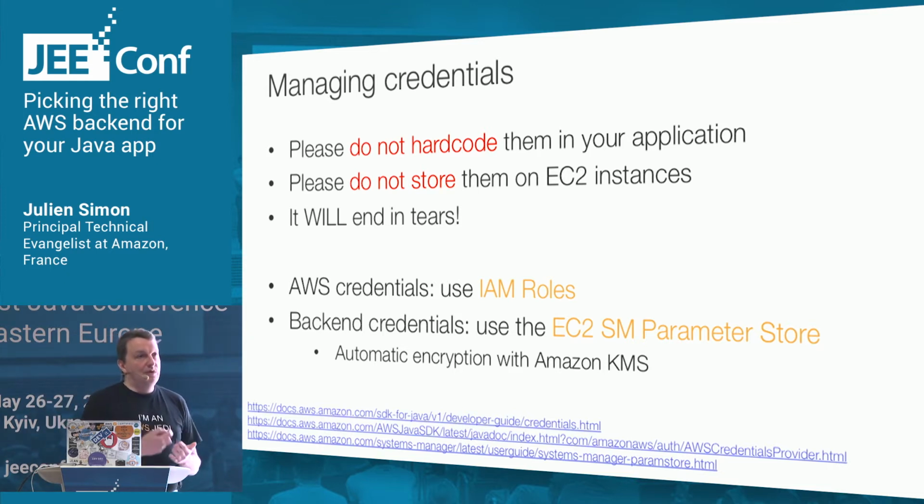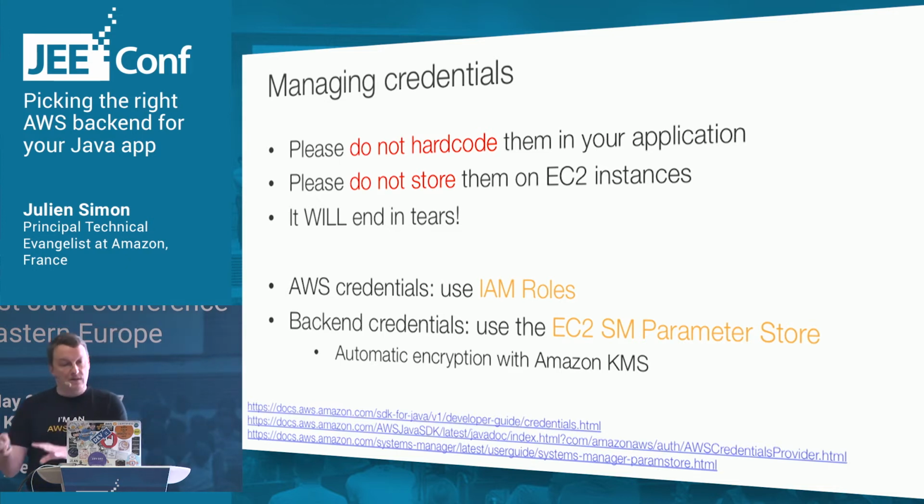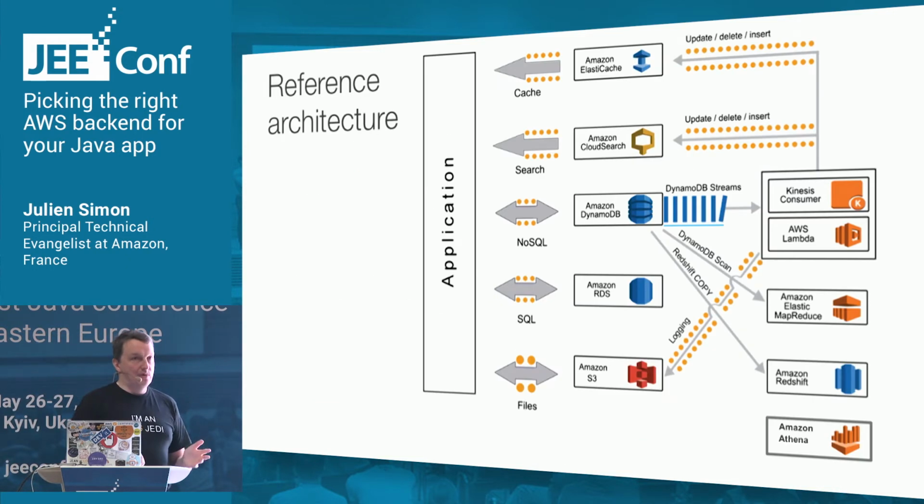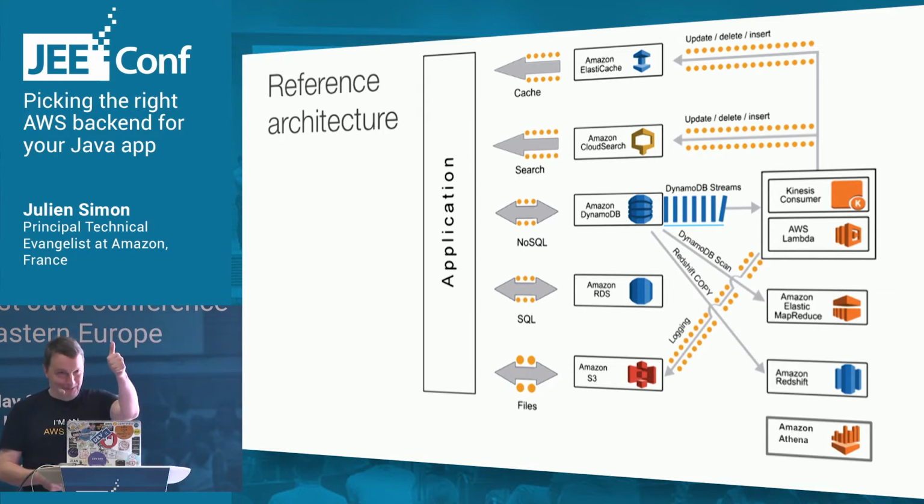So if you need to distribute AWS credentials like the API key and the secret key, you need to use IAM roles. Okay, if you're not familiar with roles, please look them up. And if you need to distribute backend credentials like a MySQL login and password, we have a new service called the EC2 Systems Manager that has a module called the Parameter Store. Anyone uses that one? Ha! Got you. Oh, come on. Really? All right, you rock.